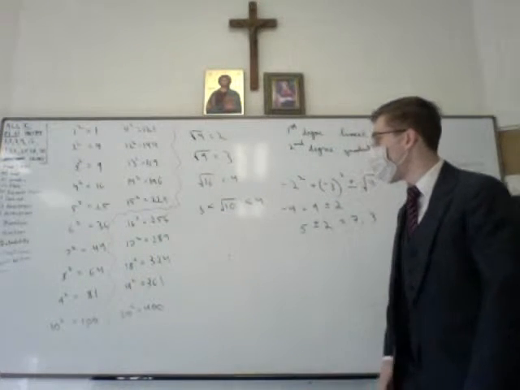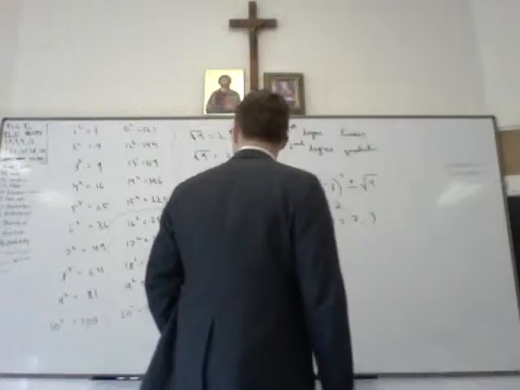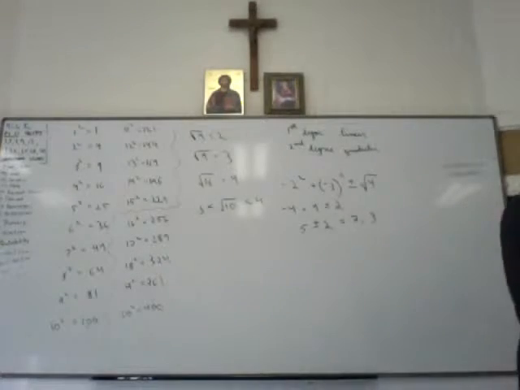What if I say the square root of 40? What 2 integers is that between? It's between 6 and 7. What about the square root of 300? Between 17 and 18. The square root of 6? Between 2 and 3.